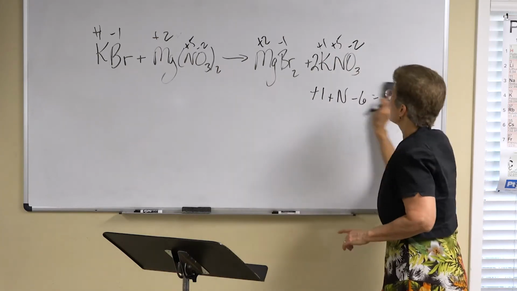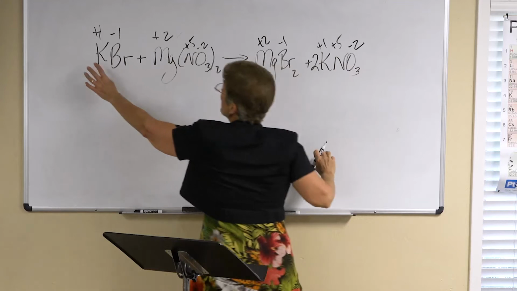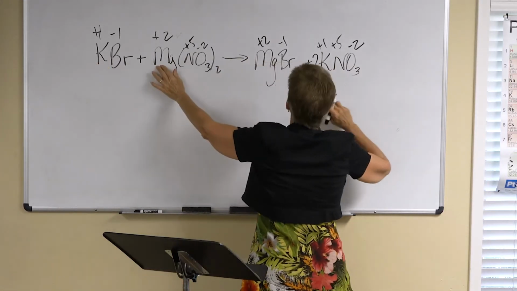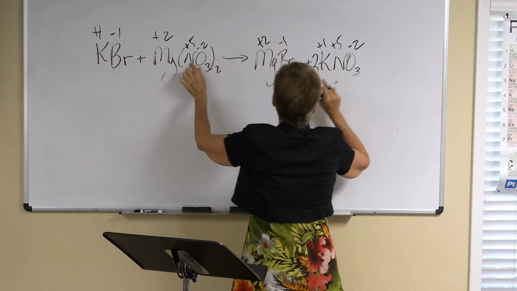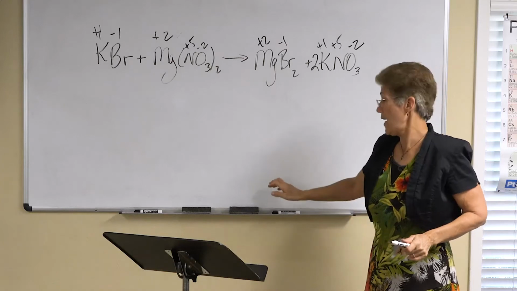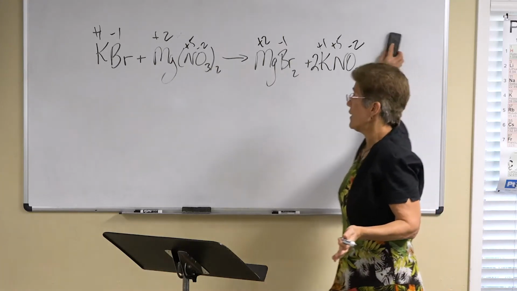Now we look and we see if anybody's changed. Potassium is +1 each side. Bromide is -1 each side. Magnesium's +2 both sides. Nitrogen is +5. Oxygen's -2. This is not a redox reaction. And you see that because nobody changed.